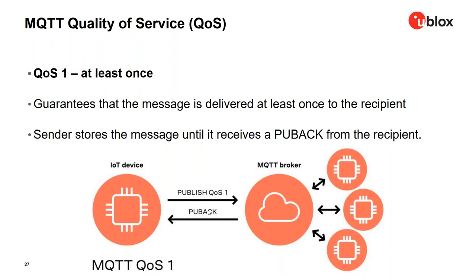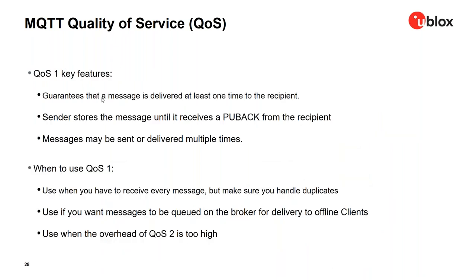If you imagine a case where maybe this PUBACK is lost, the client will retry to send that message and the broker will deliver it on again as soon as it receives it. So this is where that kind of duplication of data can happen. So it guarantees a message is delivered at least once to the recipients. The sender will store the message until it gets that PUBACK back, and this means that message could be delivered more than once. So when you want to use it is when you have to receive every message, but you have some kind of handling on the recipient side for duplicates, or if duplicate data doesn't matter.